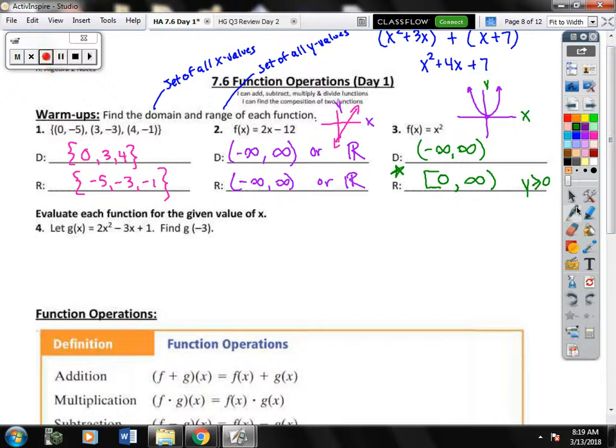And then the last one for the warm-ups asks you just to evaluate each function for the given value. So if the function g of x represents this quadratic trinomial, find out what g of -3 is. So if you're asked to find out what g of -3 is, all we have to do is substitute in -3 for x.